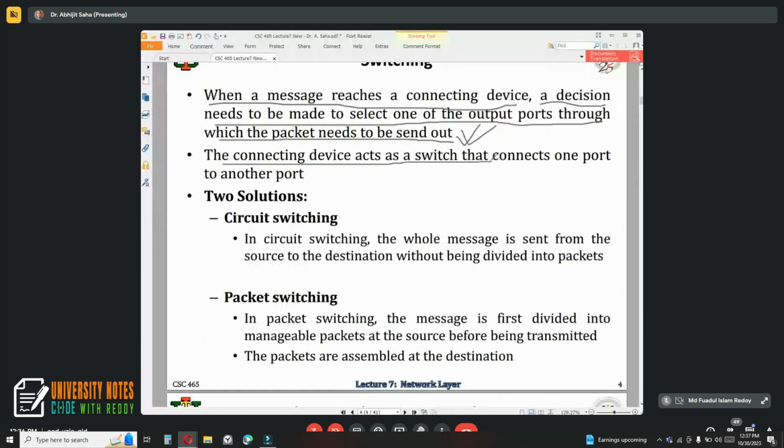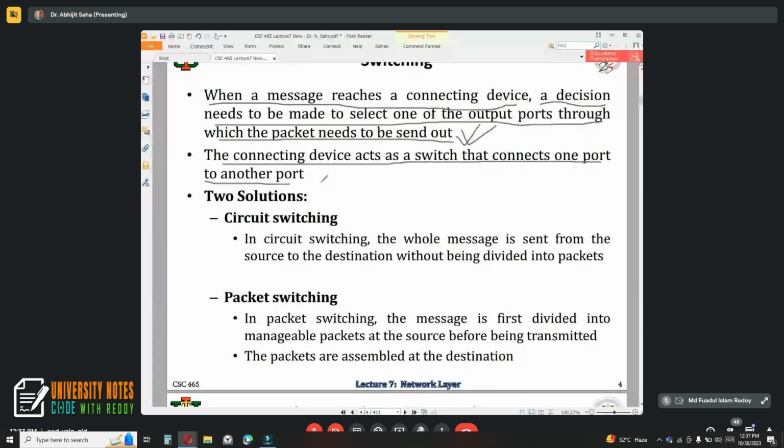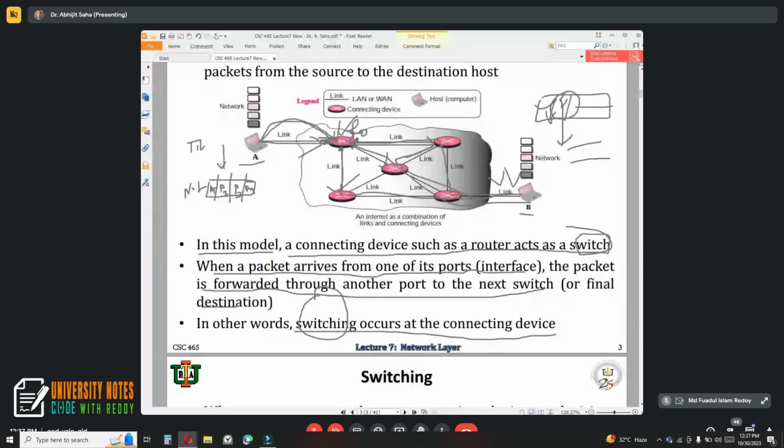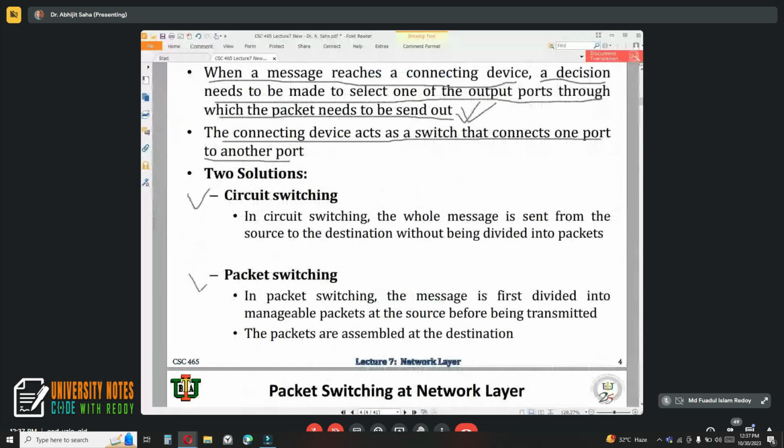So the connecting device acts as a switch that connects one port to another port. There are two ways that switching can be done. A router receives a packet and needs to decide to which next node it is going to send it. This procedure of receiving and sending we call switching, and it can be done in two ways: one is circuit switching, and one is packet switching.